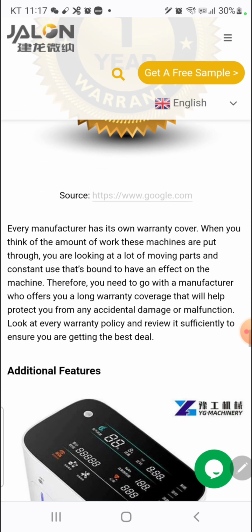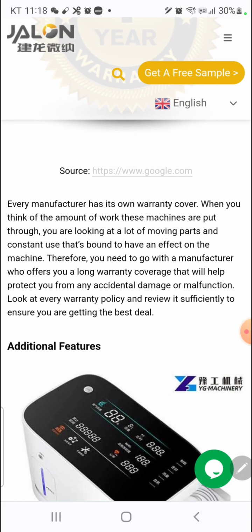Warranty, one year warranty. Every manufacturer has its own warranty cover.